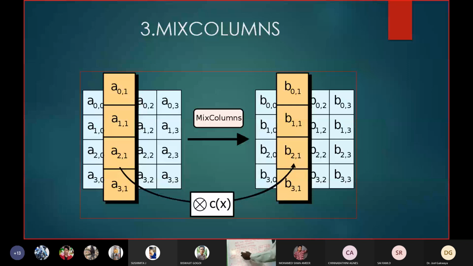So in the column wise, we are going to mix the second column. We are going to take the second column of the input, and we are going to do the XOR operation to form the second column of the output, which we get from the row.